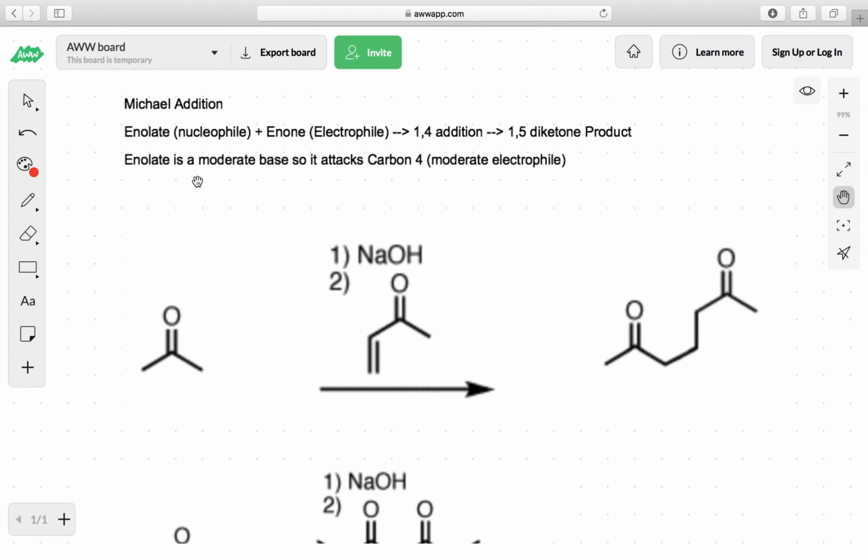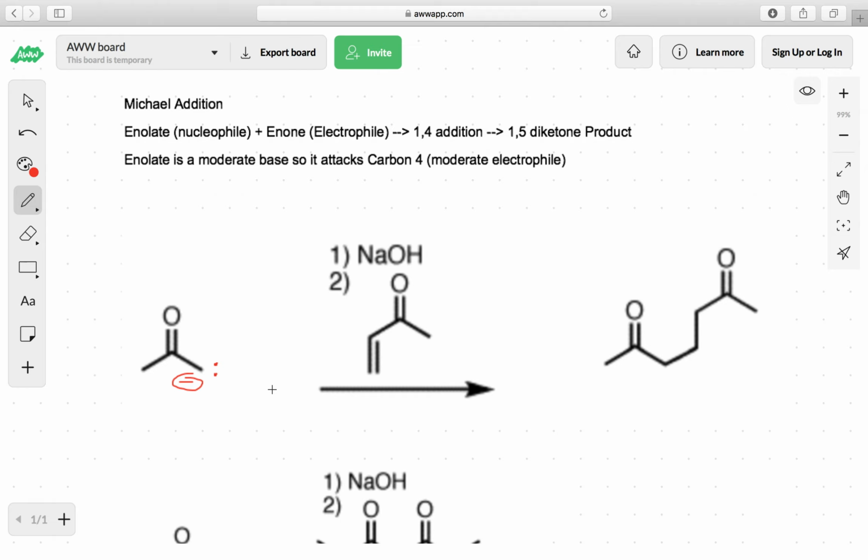And this looks like a lot of numbers, a lot of words, so let's just understand what that means with an example problem. So over here I drew a very simple Michael addition. And here we have our nucleophile soon to be. This is our enone, so this is our electrophile. This NaOH is going to be used to create an enolate out of this. So what we're going to get is a carbanion on this alpha carbon. So here's the nucleophile, here's the electrophile.